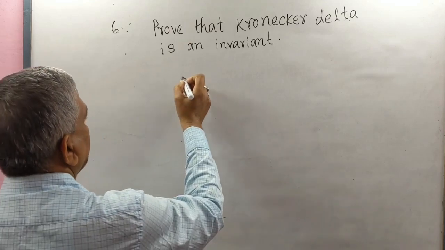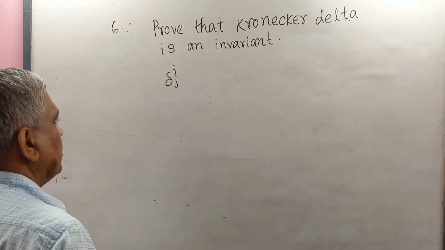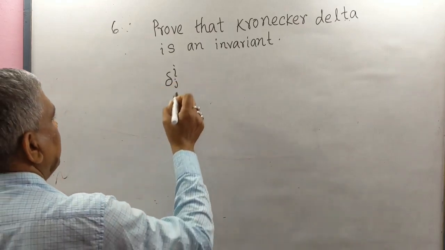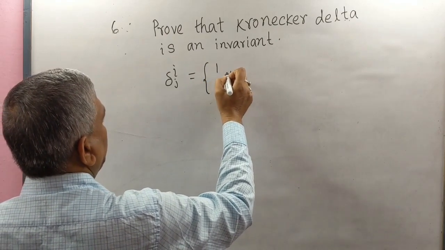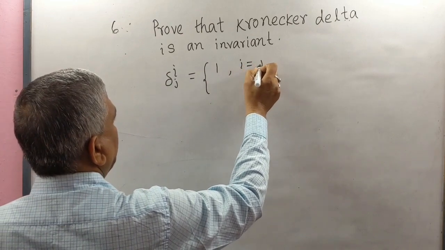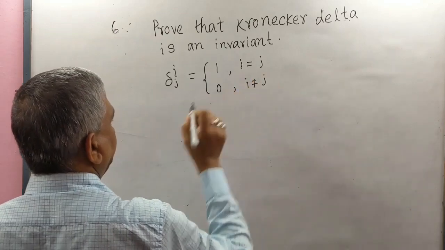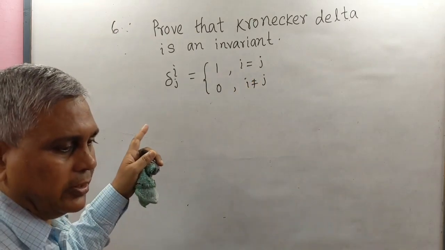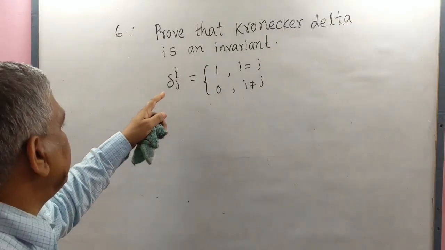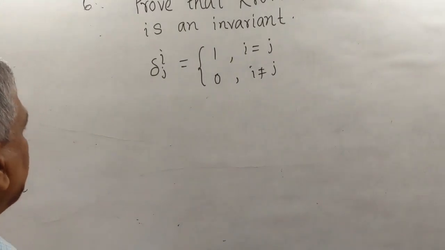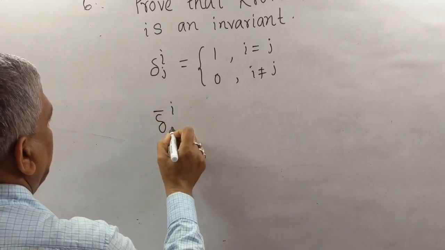We know that delta ij is Kronecker delta, whose value is 1 for i equal to j, 0 for i not equal to j. This is in x system of coordinates. Let corresponding value of this Kronecker delta in x bar system of coordinates be delta bar ij.